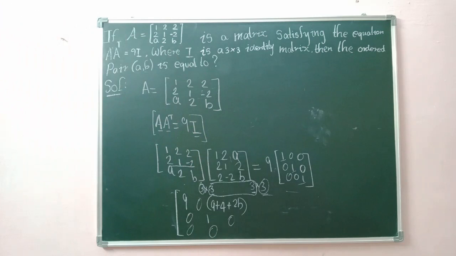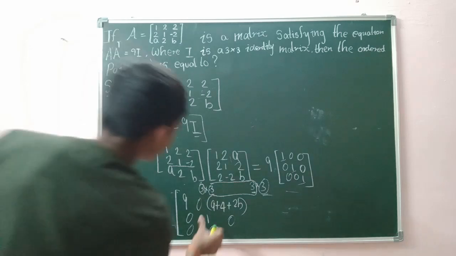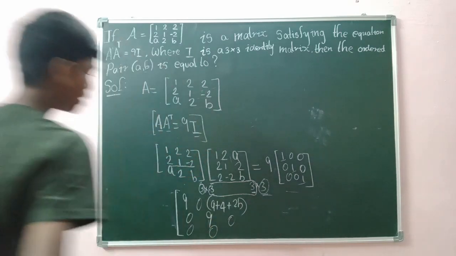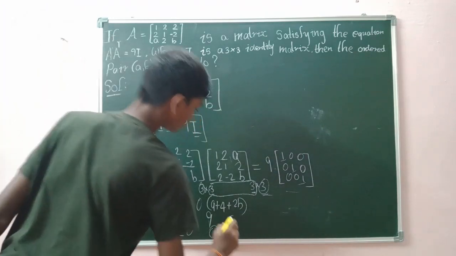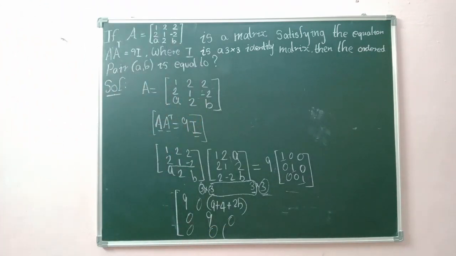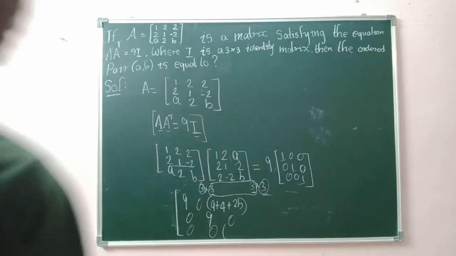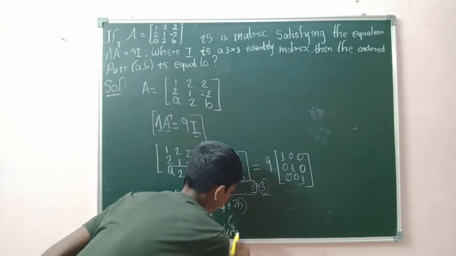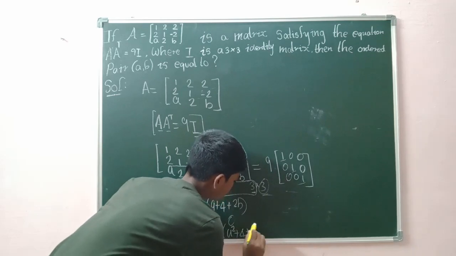And what will be left out? Think carefully and see. Sorry, it will be 9, and the third element, the variable, I guess. So third row, third column, when you multiply, I guess you will get a square, a into a, okay, a square plus 4 plus b square. Wow. So this is what you will get.